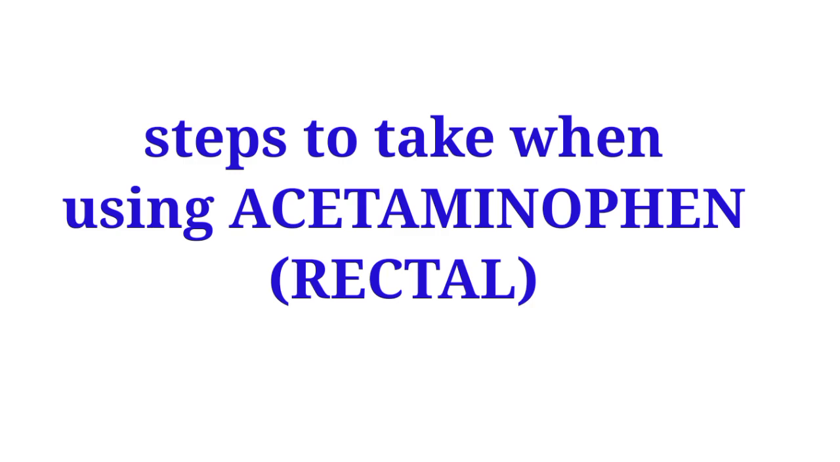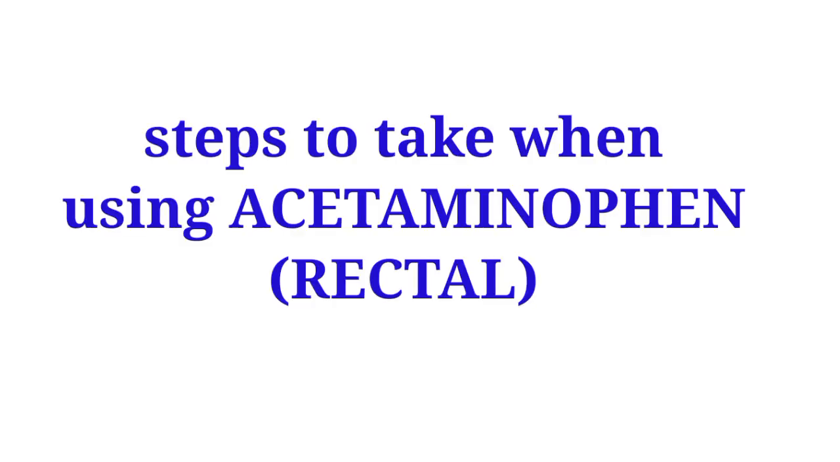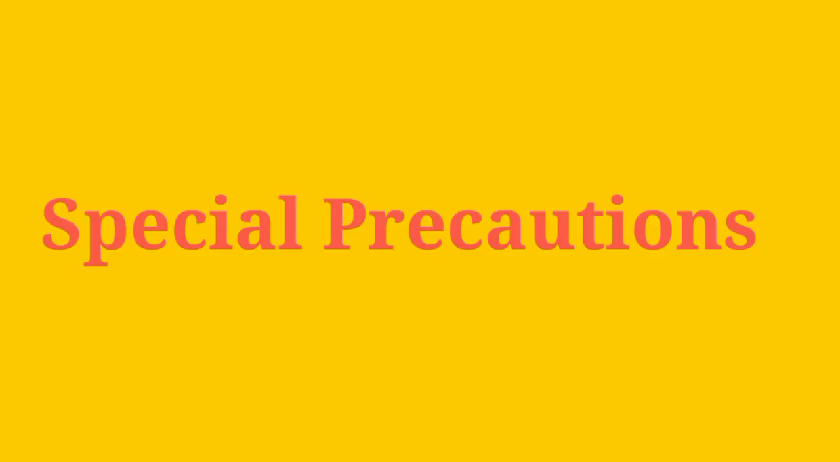4. Using your finger, insert the suppository into the rectum, about half to 1 inch in infants and children, and 1 inch in adults. Hold it in place for a few moments. 5. Remain lying down for 5 minutes to prevent the suppository from coming out. And lastly, wash your hands thoroughly and resume your normal activities.